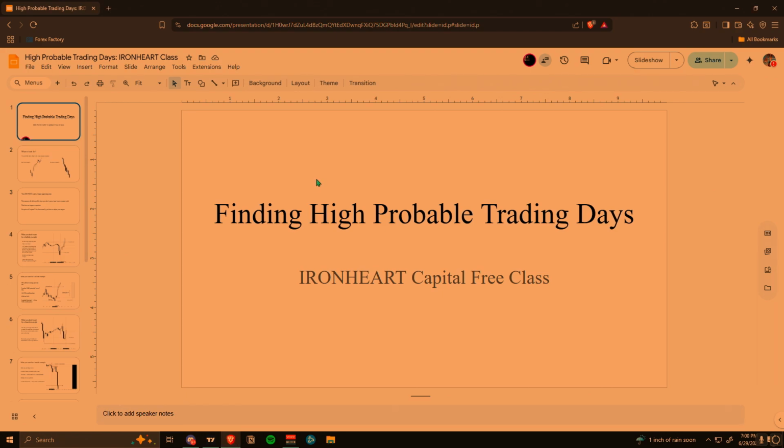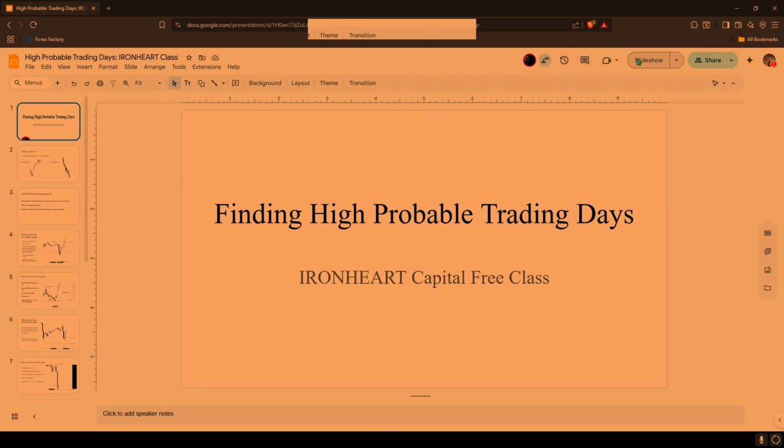Yeah, this is just about finding high probable days. I just wanted to make it clear before we start. This is not the only thing that I look for to take a trade. This is just one very clean, easy thing to look for that is repeatable, but it does not happen every day. Just putting that out there before we start.